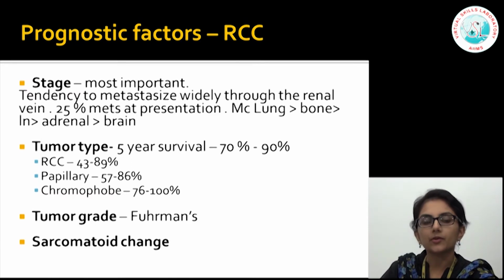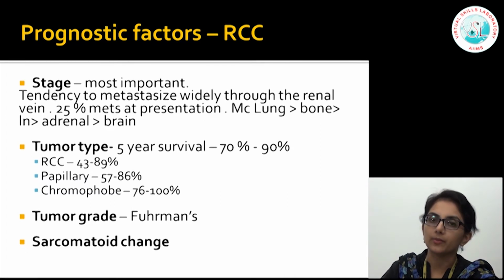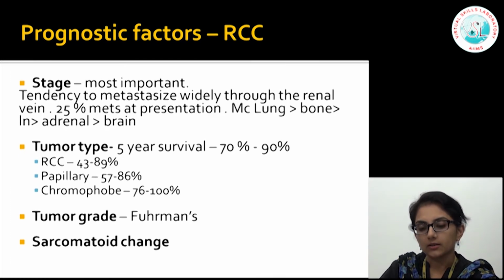Let's now move on to prognostic factors in a renal cell tumor. First and foremost is stage. This is the most important prognostic factor in this tumor, as with other tumors in other parts of the body. What's interesting is that RCCs have a tendency to metastasize widely through the renal vein, and in 25% of patients with RCC, the presentation could be with metastasis.